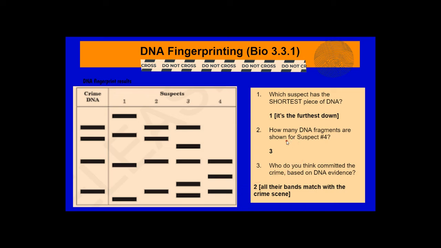How many fragments are shown for suspect 4? Here's suspect 4. They have 1, 2, 3 bands. That means 3 fragments or pieces.